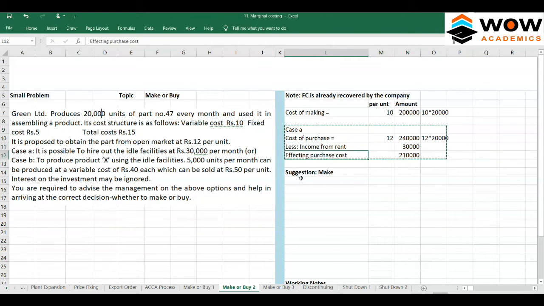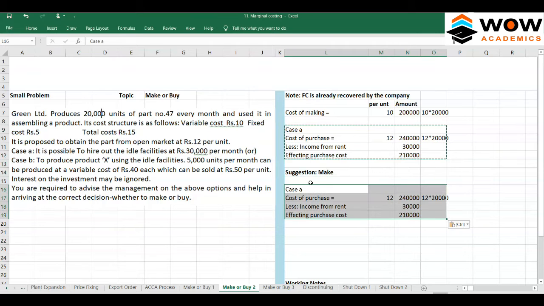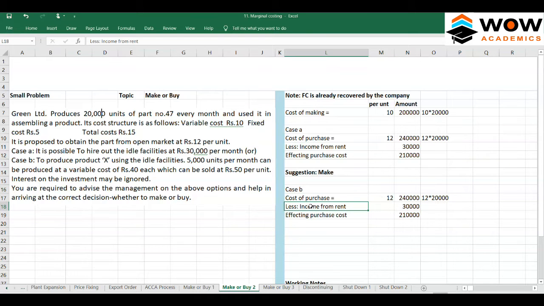So let's see the other alternative. The other alternative is B. So B says, see here also it's going to be the same purchase cost. So the purchase cost is going to be the same, but I don't think there's going to be any idle facility. But they say that this idle facility could be used to produce 5,000 units per month of a product at a variable cost of 40, and which could be sold at a price of 50. So this idle facility could be used to produce some other product.